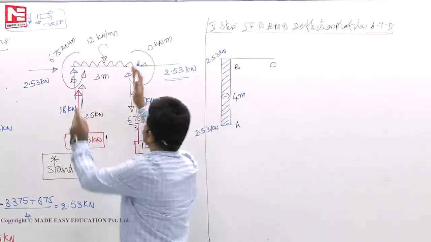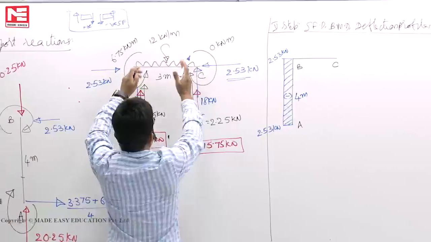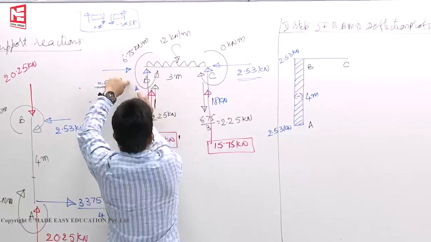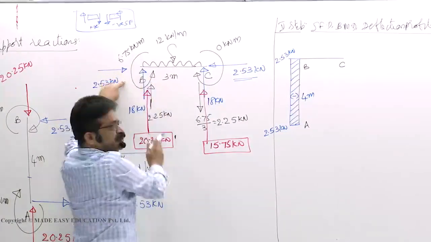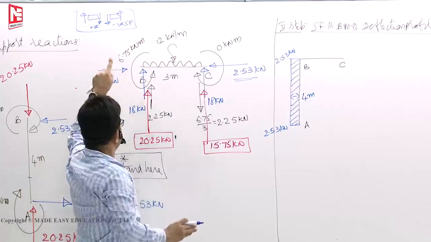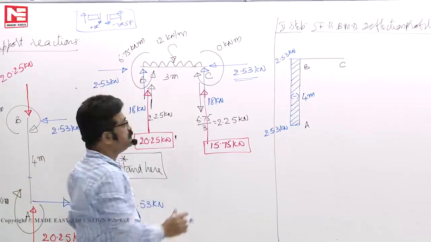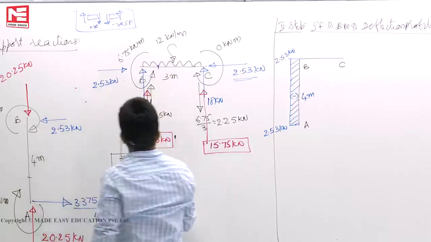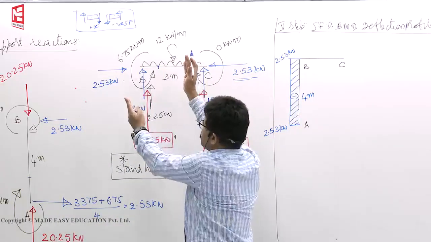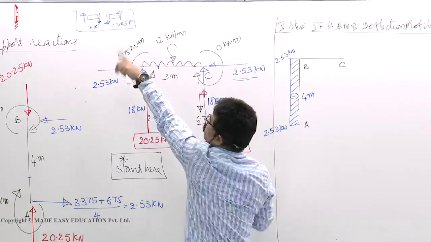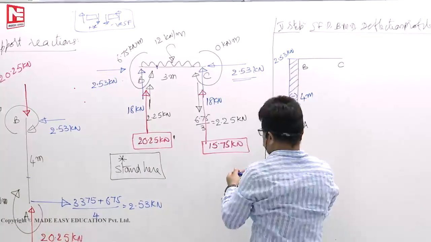Coming to BC member, shear force diagram. You cannot stand here and say section right side upward 20.25 negative, because if you stand here you will fall down. You must stand on the beam. Section left side upward positive, so plus 20.25.